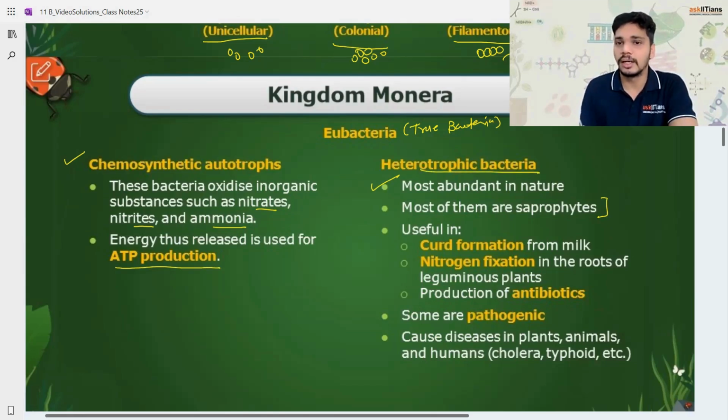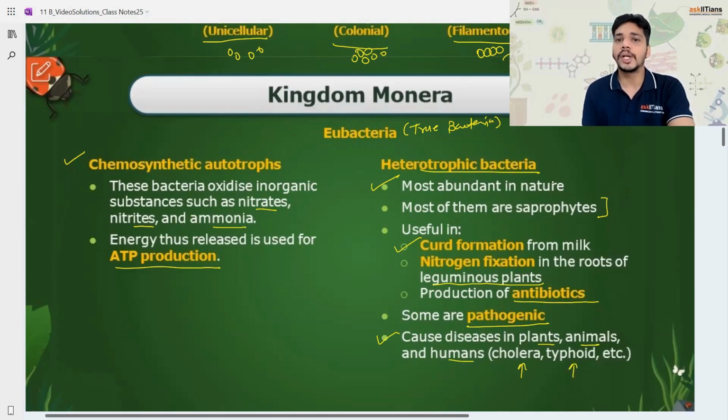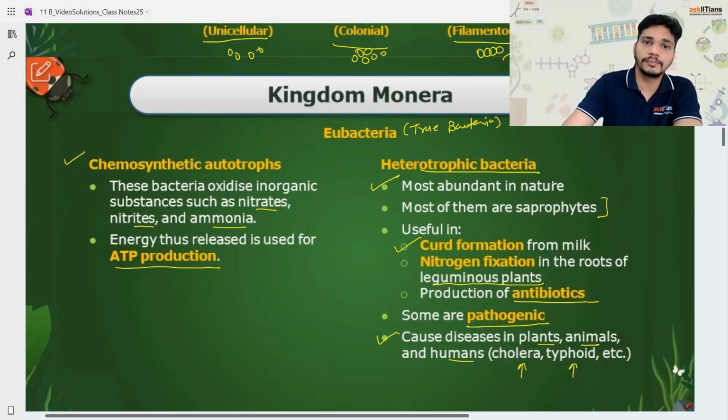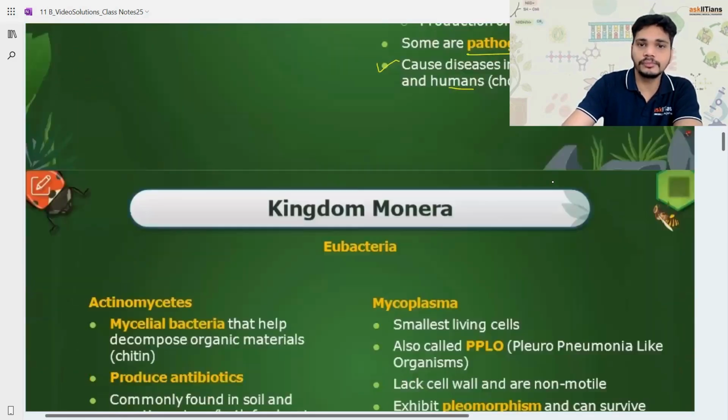They're useful in curd formation from milk, nitrogen fixation in the roots of leguminous plants, and production of antibiotics. Some are pathogenic, some are dangerous, some are useful. They cause diseases in plants, animals, and humans, like cholera and typhoid. These are the heterotrophic bacteria. Okay, this is true bacteria, eubacteria.